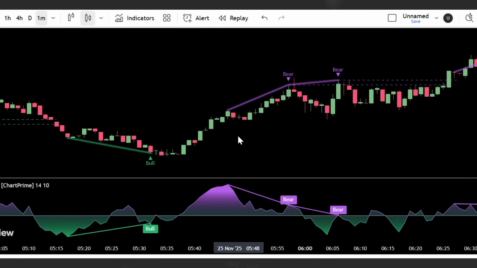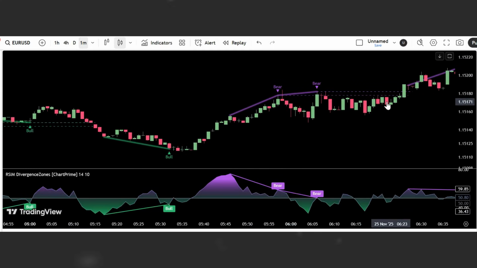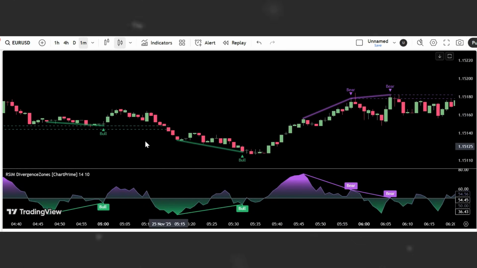The real magic is on the main price chart. Here, small bull or bear icons mark the exact candle where divergence occurred, and horizontal colored zones extend from that point. These zones transform divergence from an abstract idea into real price levels you can actually trade, which is perfect for scalping. Next, we adjust the settings for faster and cleaner signals.